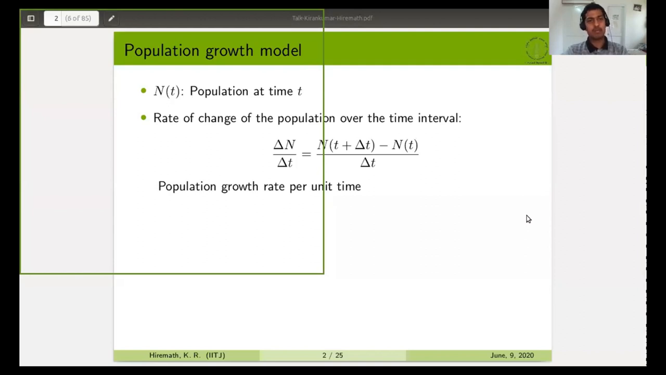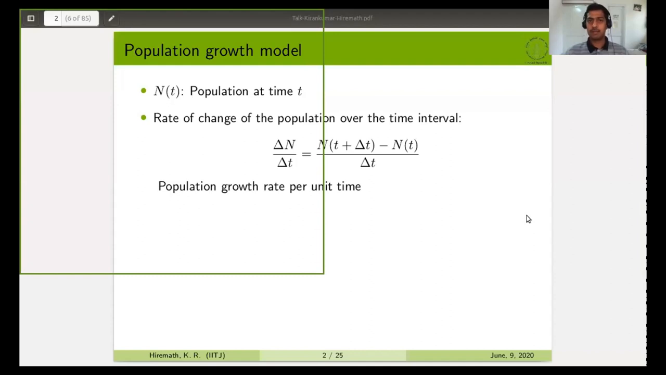Now, suppose there is one population of sample size 100, and in time delta t, it becomes 110. So what is delta N by delta t? It is 110 minus 100 divided by 1, that is 10. Suppose there is another sample of sample size 200, and the population of this sample increases to 220. So what is the population growth rate for this? It is 220 minus 200 divided by 1, that is 20.